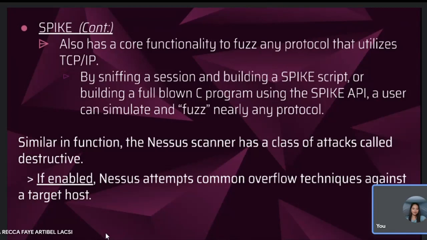So fuzzers or black box scanners and Nessus in destructive mode can be very dangerous tools and should only be used in a lab environment. Similarly in function, the Nessus scanner has a class of attacks called destructive. If enabled, Nessus attempts common overflow techniques against a target host. In fact, these tools are so powerful that even system defenders who use them are not likely to use them in the most aggressive modes on their production networks.